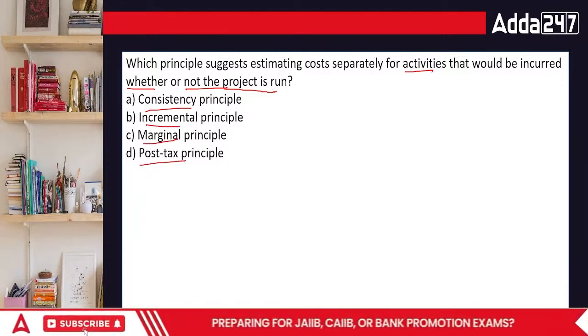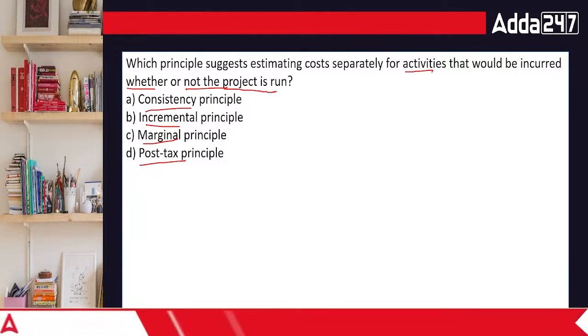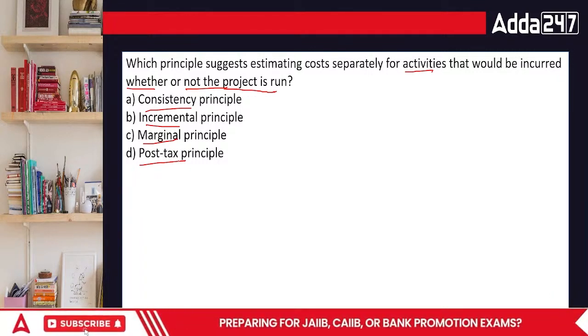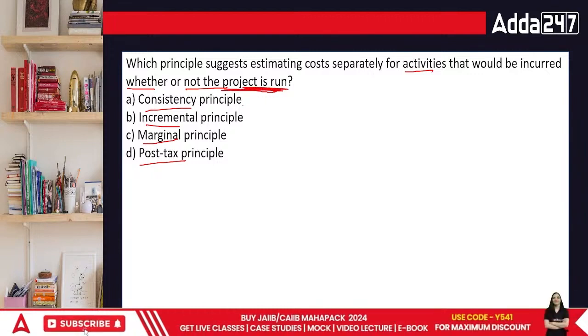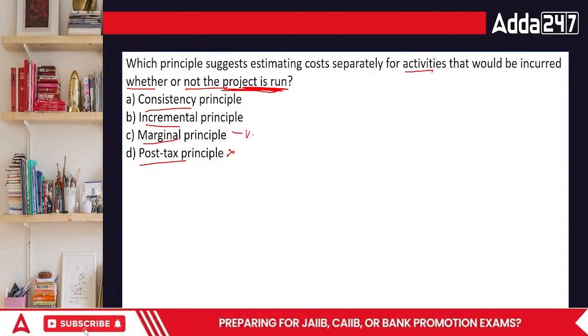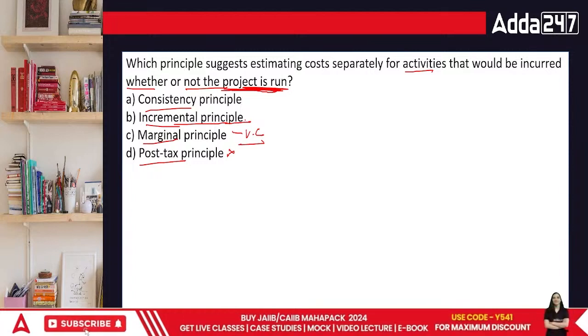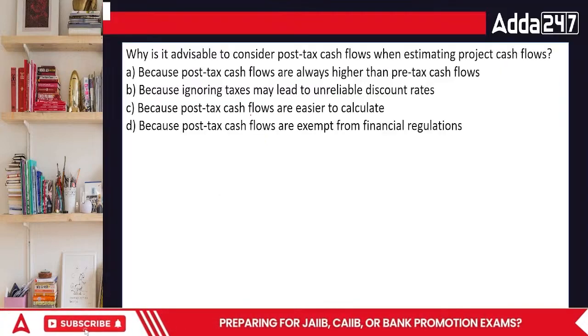See, consistency means whatever method we are using, we don't change it, because this will change the ultimate decision as well. So we are looking at the point which would be incurred whether or not the project is run, whether we are looking forward towards the project or not. So if we are looking at the project, post-tax is not the point. Marginal talks about only variable. So there is only one point. What else are we getting from this particular business is something that we'll consider. That is called the incremental principle.